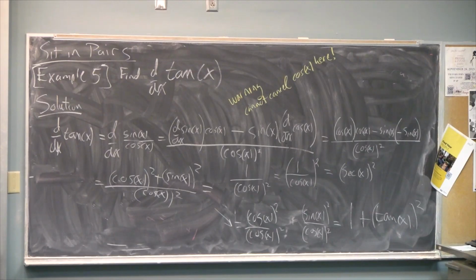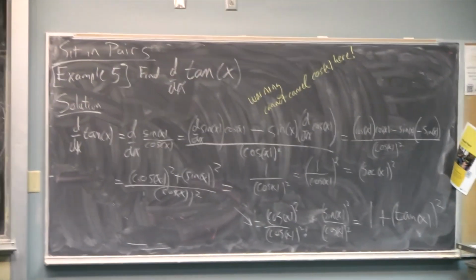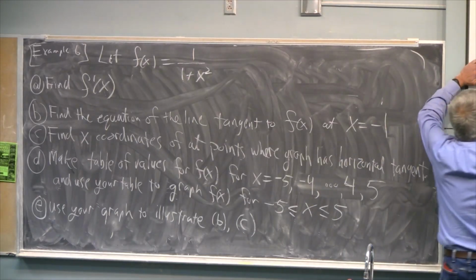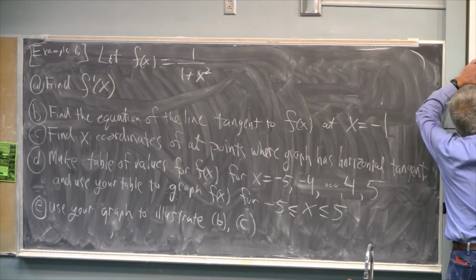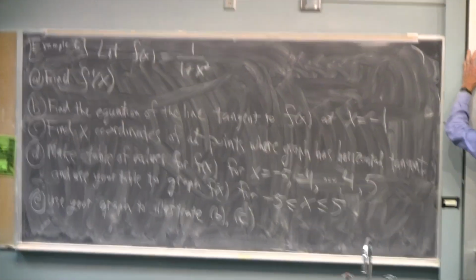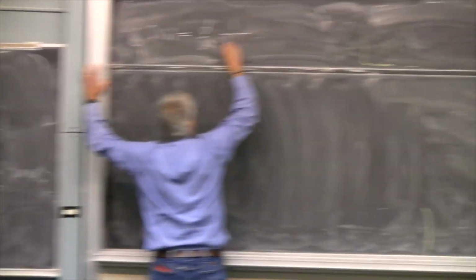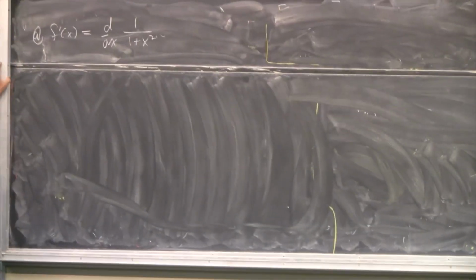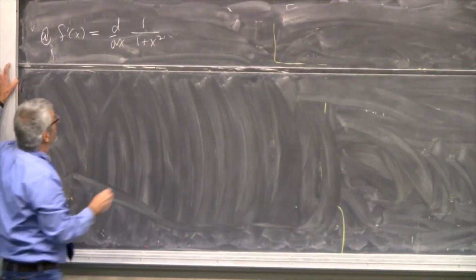Okay, we have just 9 more minutes. I want to get to some interesting stuff. So I want to skip ahead on A. F prime of x is the derivative of 1 over 1 plus x squared. Now, notice that's not something that can be rewritten. So we have to use the quotient rule.